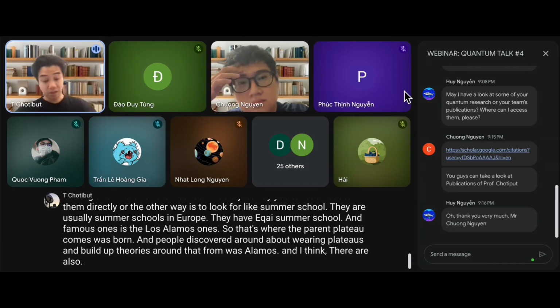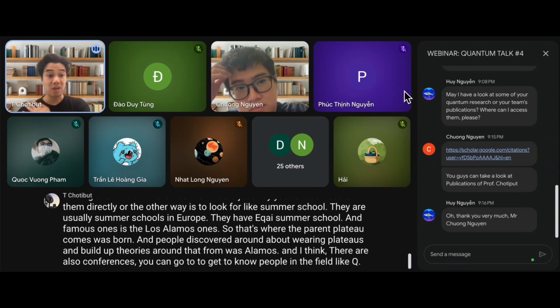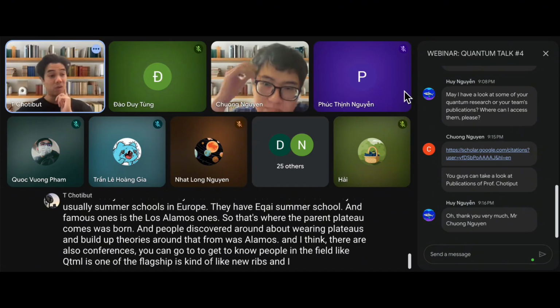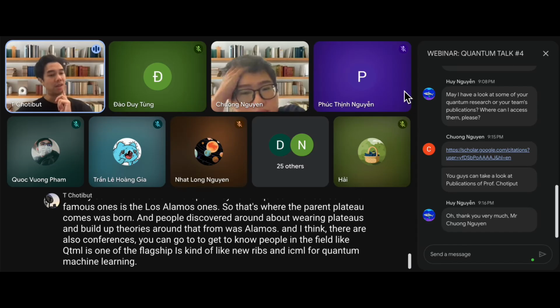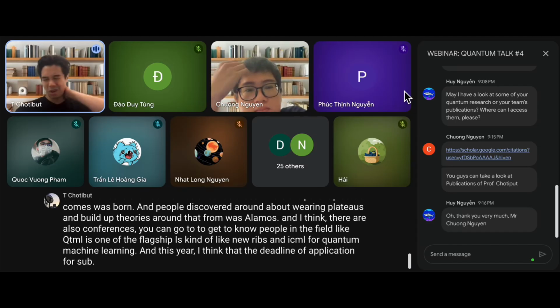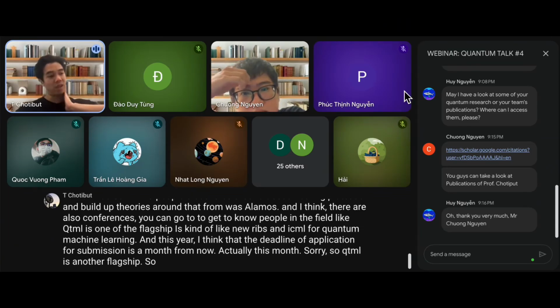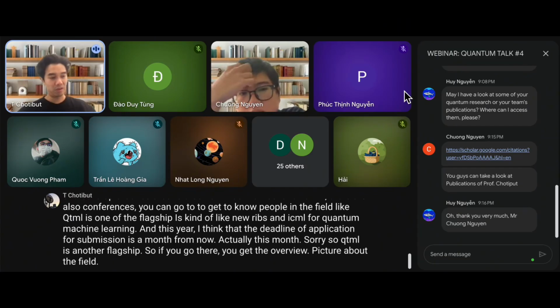There are also conferences you can go to get to know people in the field. Like QTML, which is one of the flagships. It's kind of like NeurIPS and ICML for quantum machine learning. And this year, I think the submission deadline is a month from now. Actually, this month, sorry. If you go there, you get an overview picture of the field, what people are trying to solve, and get to know the community.